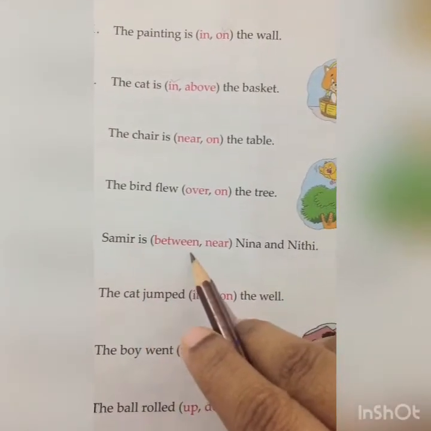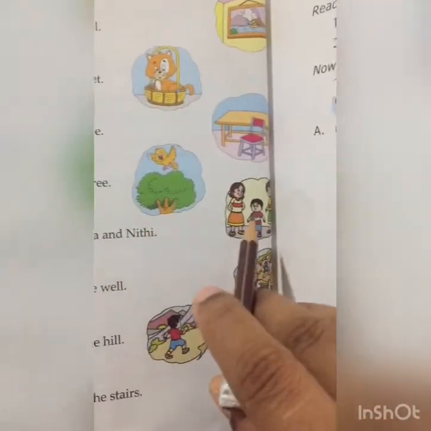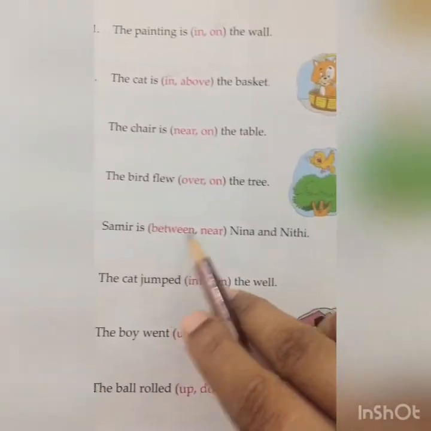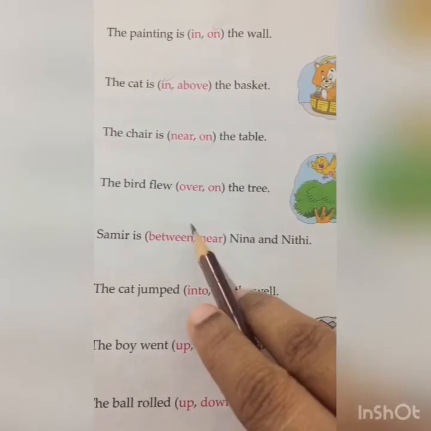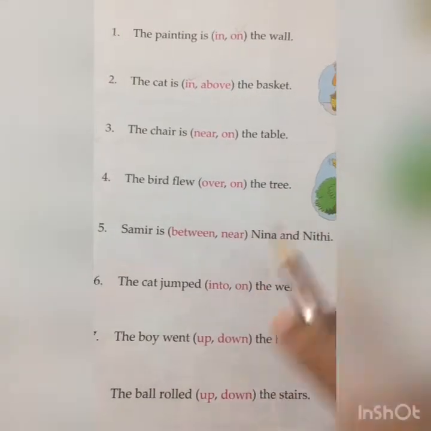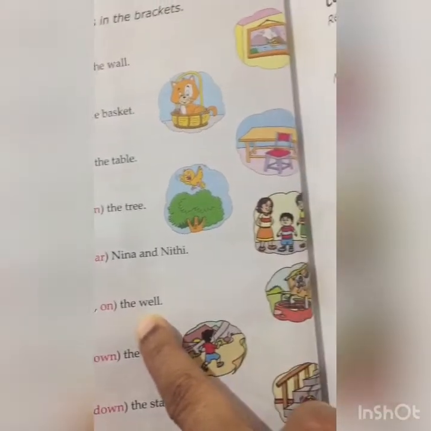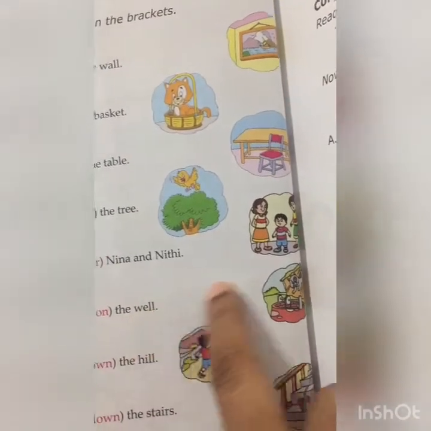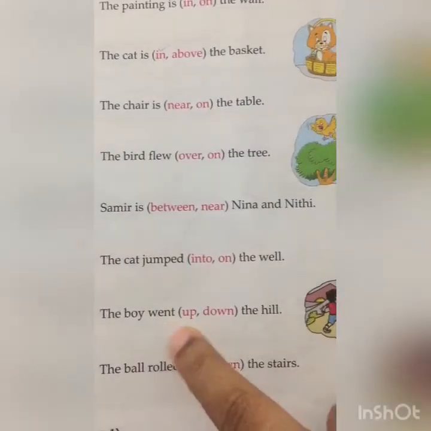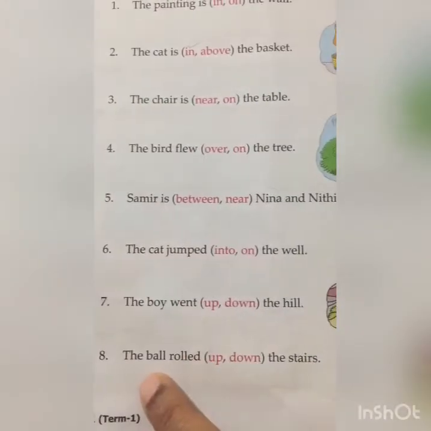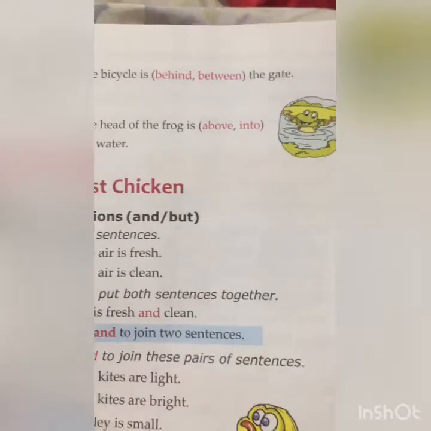Samir is between or near Nina and Nidhi. Where Samir is standing, you have to write whether it is between or near. You have to put a tick mark, okay? The cat jumped into or on the wall. Which one is correct? You have to mark it here, okay? The boy went up or down the hill. The ball rolled up or down the stairs.